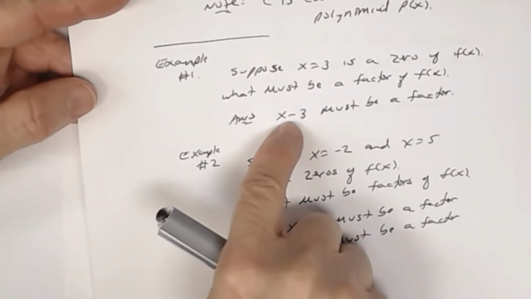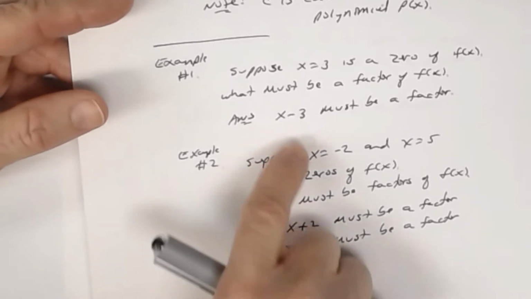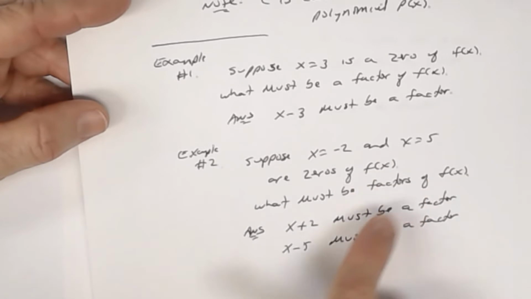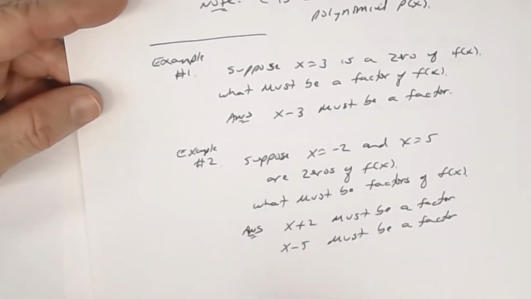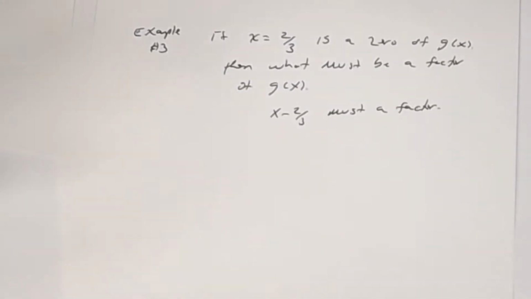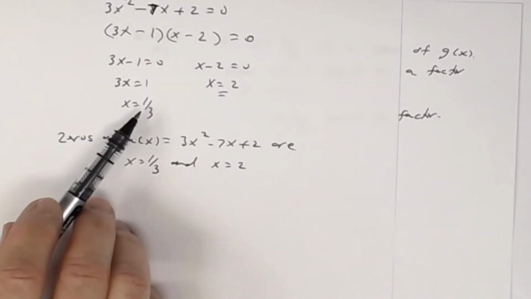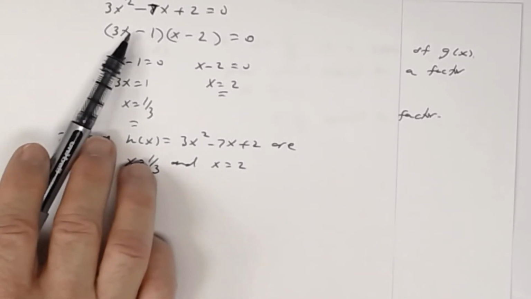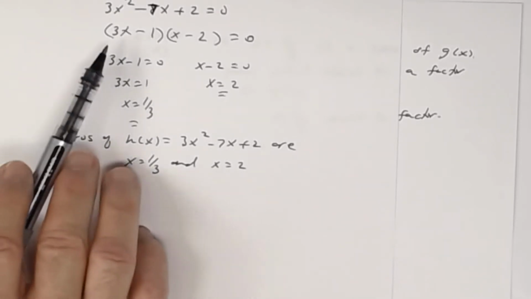X equal 3, we wrote it as x minus 3 is a factor. X equal -2, we wrote it as x plus 2. X equal 5, x minus 5. But here's what I want you to remember. If we go back to a previous lesson, remember this one right here? X equal 1/3 was a 0, but then our factor was 3x minus 1. You see this? We didn't write it as x minus 1/3, did we?